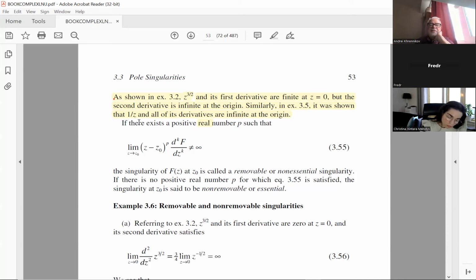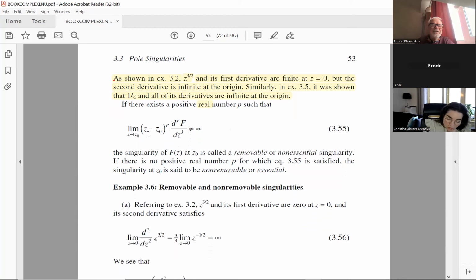Now we give the formal definition. Suppose that we have a function which has a singularity, so that this derivative goes to infinity, but we can multiply this derivative by z minus z0 to some degree p, where p is a real number. So for example, it can be 3/2, 5 divided by 2, and so on. Typically it would be just a natural number, either 1 or 2, and so on. In our course, it would always be a natural number. But in the general definition, p is any real number.